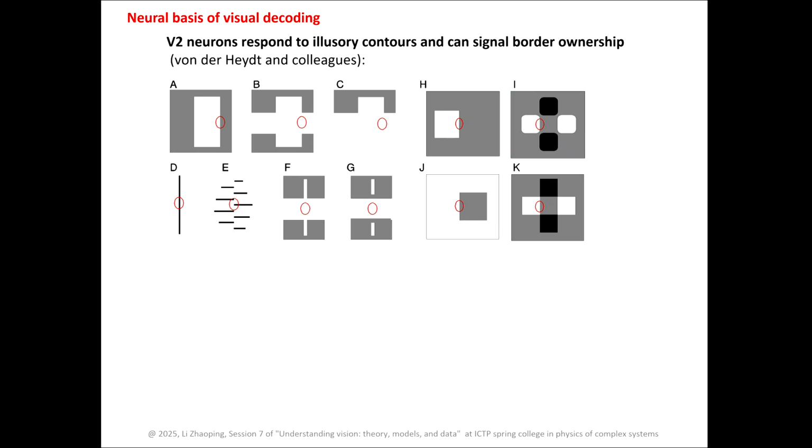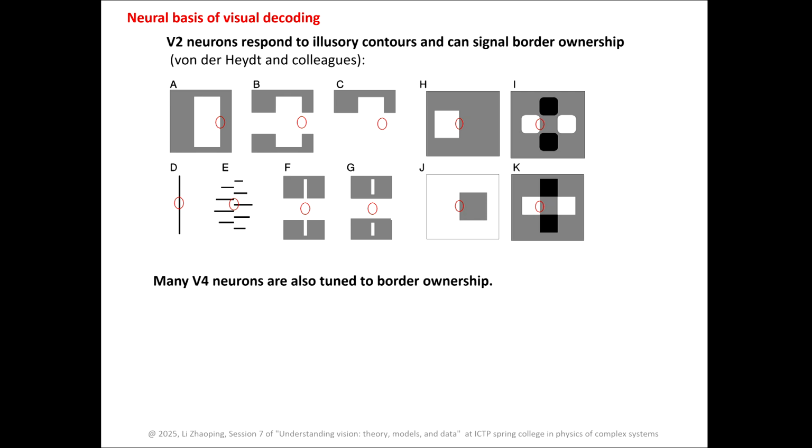When this neuron is exposed to visual inputs in I and K, it will respond more in I than in K, because in I, this border belongs to a surface to its left, but in K, it belongs to a surface to its right. Many V4 neurons are also tuned to border ownership.